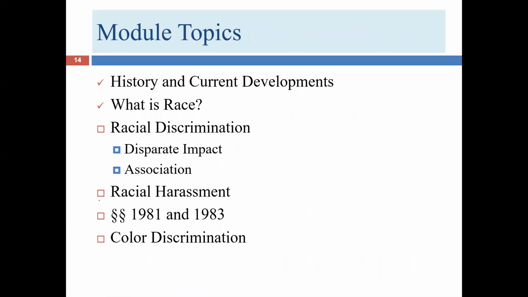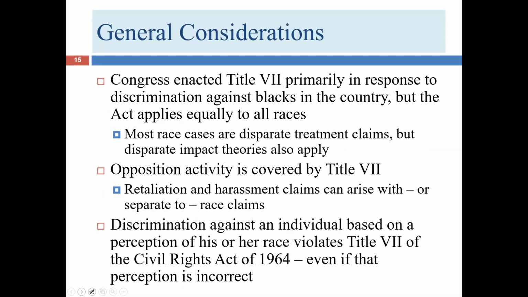So let's move on. We've talked about the history. We've talked about what the term race means to scientists, what it means to the everyday person, and also what the statutes have said that it means. Now let's talk about racial discrimination. As I said, Title VII was written, I don't say exclusively, but to a large measure to address racial discrimination. And most of those cases that have arisen, the vast, vast majority, have been disparate treatment claims.